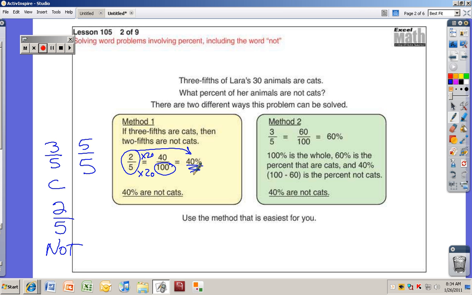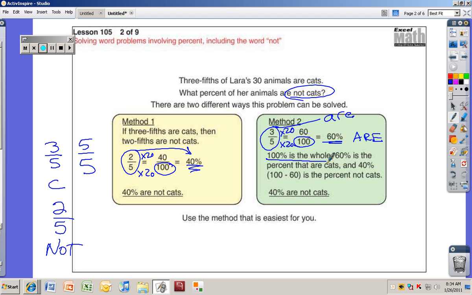The other method is to simply find out the percent that are cats. So if 3/5 of the animals are cats, to change that into a percent, again we have to make it out of 100. So 5 times 20 is 100. 3 times 20 is 60. So 60% are cats. But the question asks what percent are not cats.